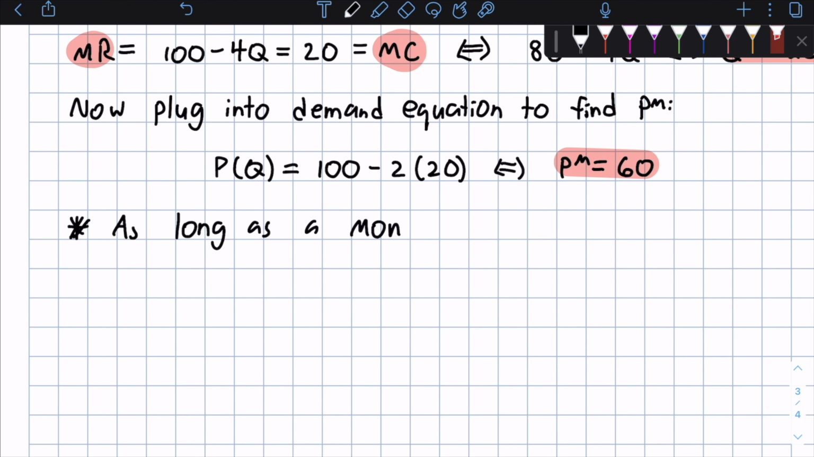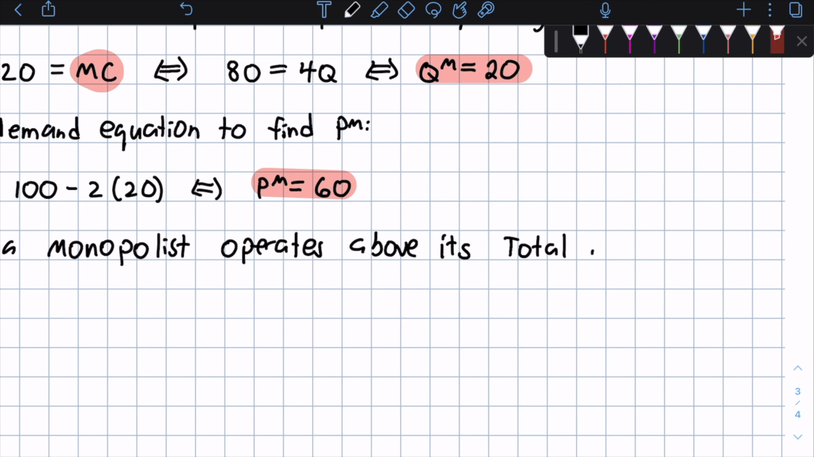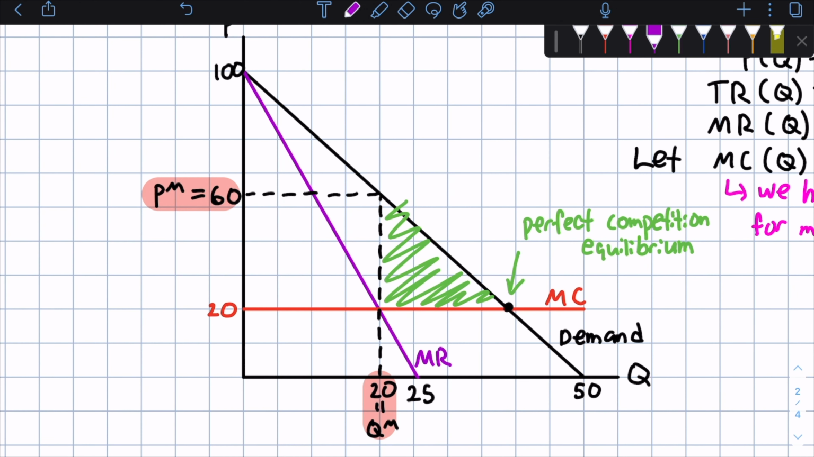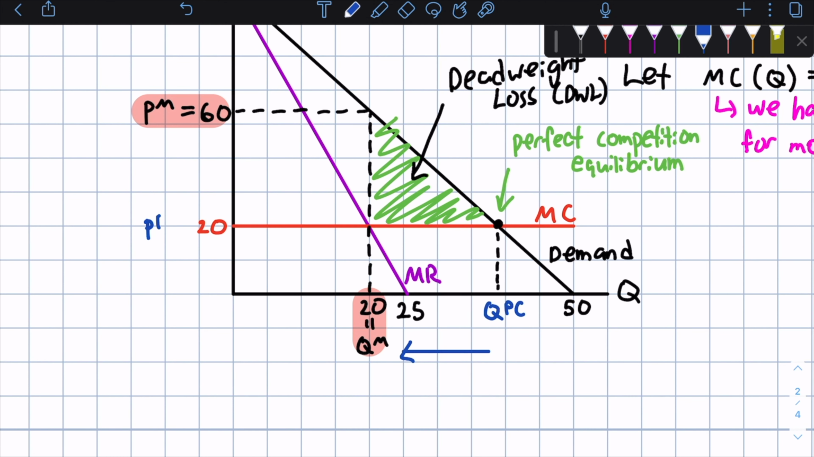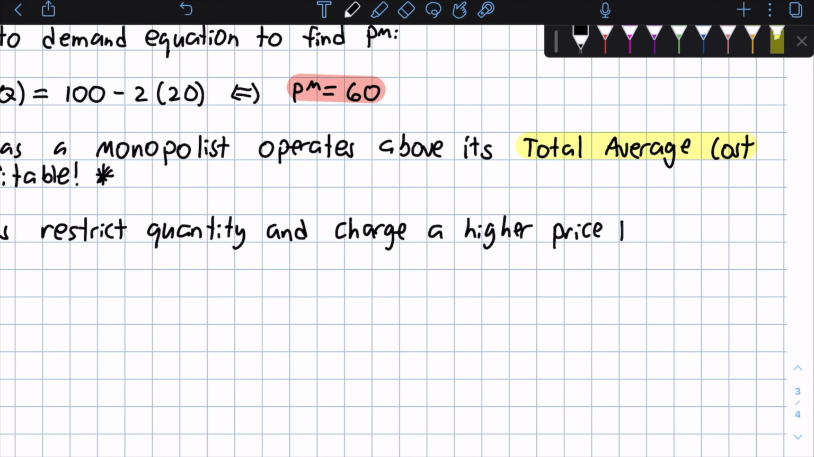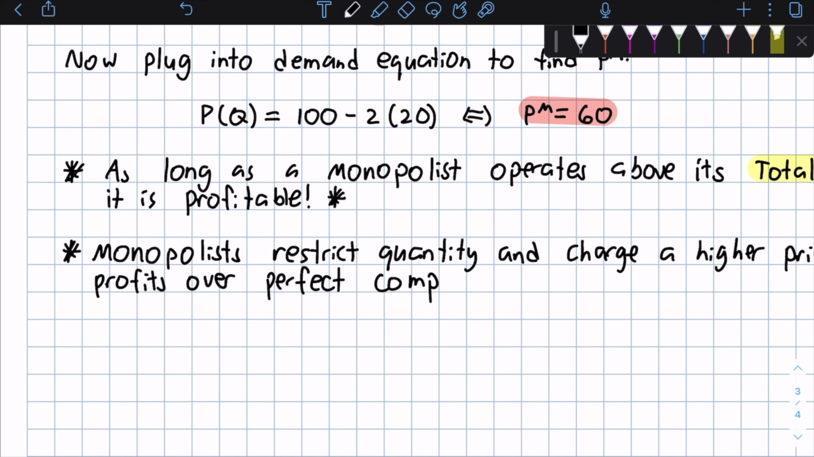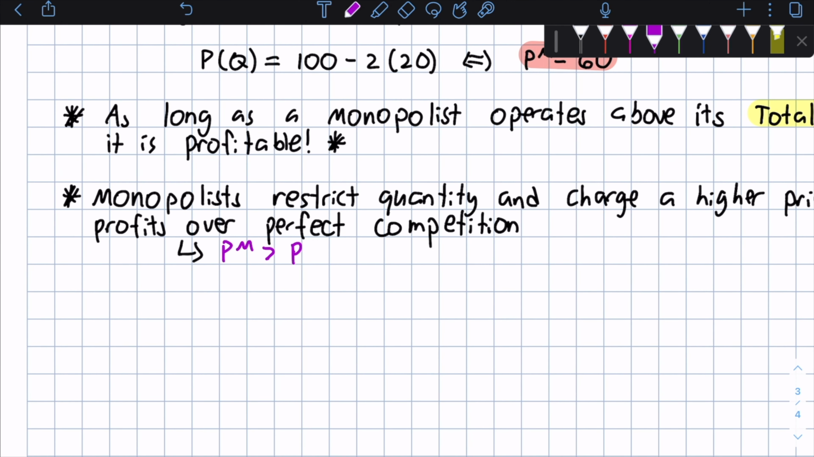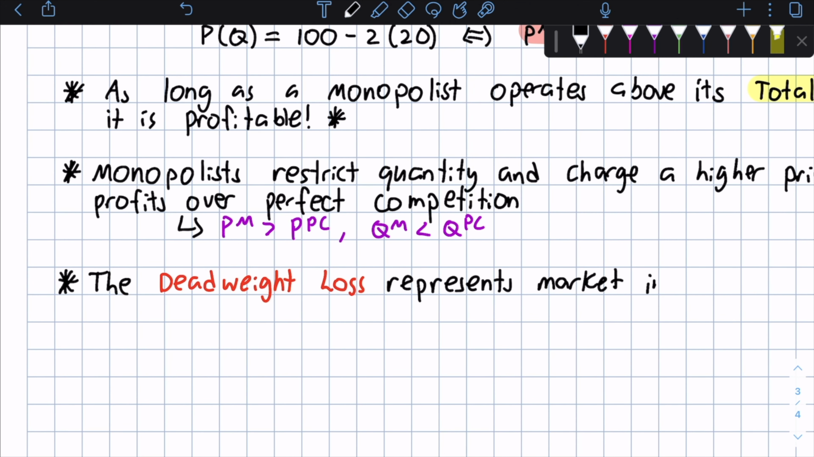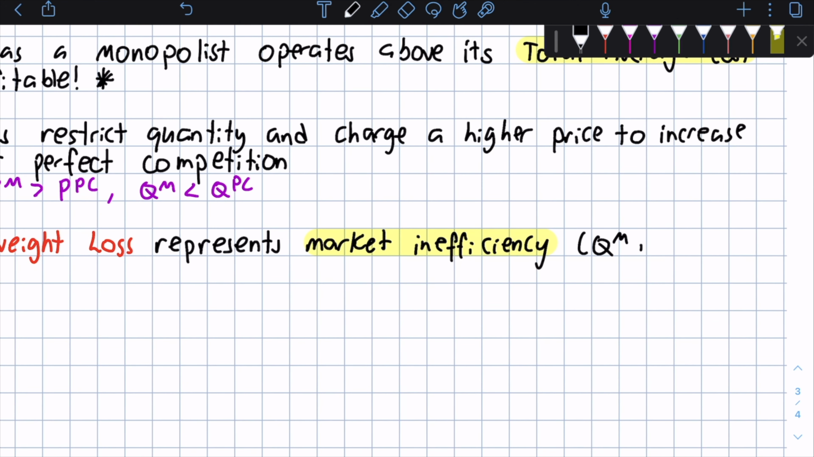So as long as a monopolist operates above its total average cost curve, it's profitable. We'll talk about this curve in a different video. And this is the deadweight loss that is formed as an inefficiency due to the monopoly being in action. And you can see a higher price and a lower quantity. So again, touching on this, monopolies restrict the quantity and charge a higher price in order to increase their profits. And this is over perfect competition as the baseline. So in general, price of monopoly is higher than perfect competition and the quantity is lower. And the deadweight loss represents the market inefficiency in that the quantity is too low for a monopoly.